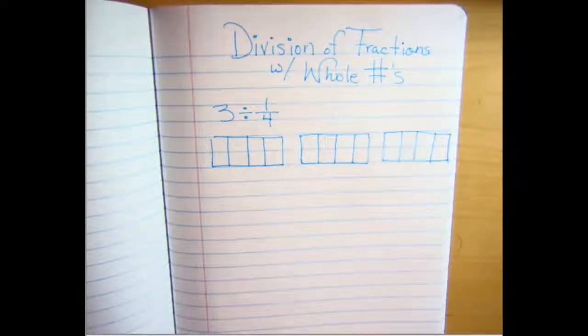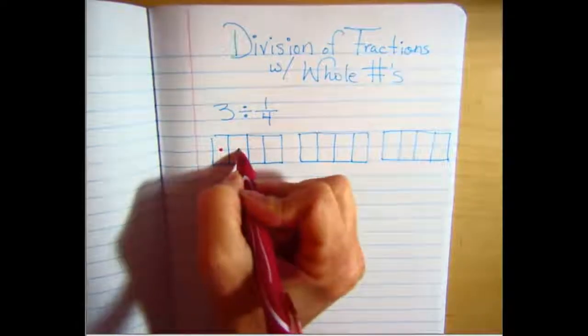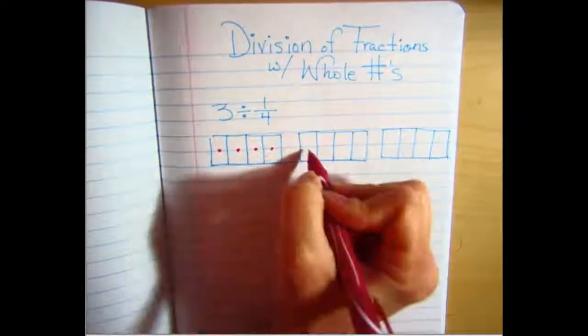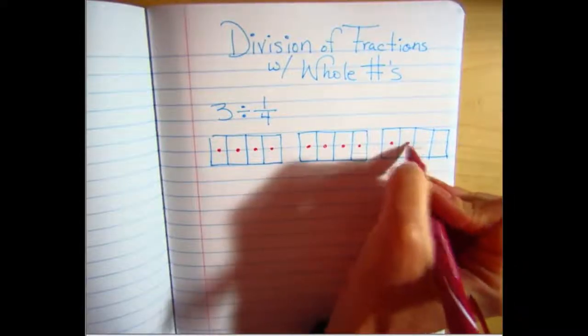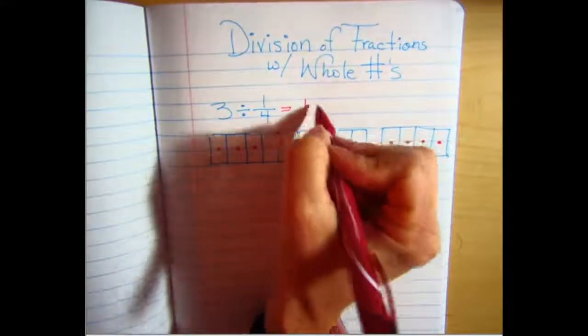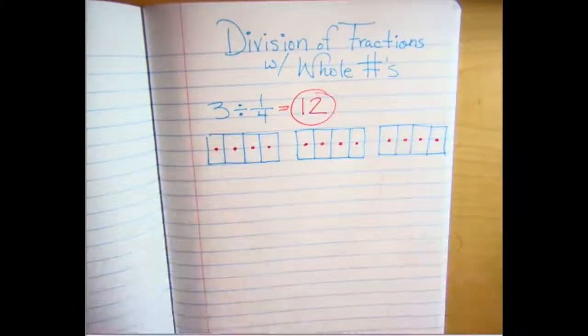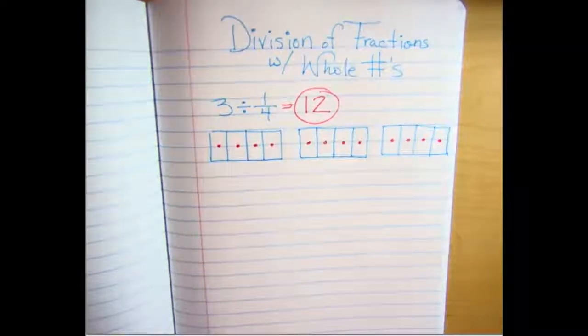How many candy bar pieces did I make after I got done dividing those 3 candy bars into fourths? Braden? 12. 12. Good. So when you get done dividing it into fourths, you can count all your pieces. 1, 2, 3, 4, 5, 6, 7, 8, 9, 10, 11, 12. 3 divided by 1/4 is 12. That's my answer. Now let me tell you something about dividing whole numbers by fractions.